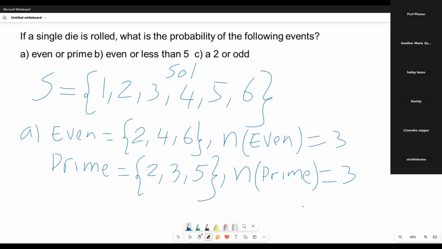Is this clear? Yes. Now, look at the two events. For even, the outcomes are 2, 4, and 6. For prime, the outcomes are 2, 3, and 5. What do you observe? Do you think these two events have something in common?